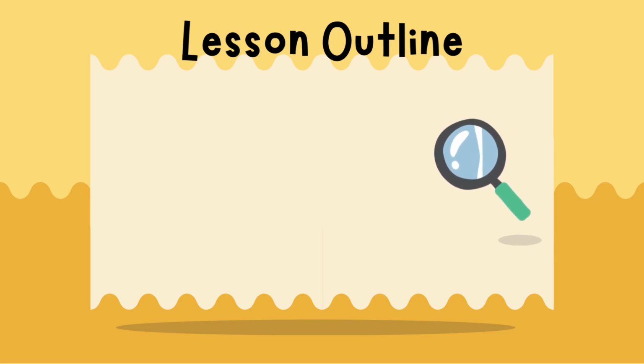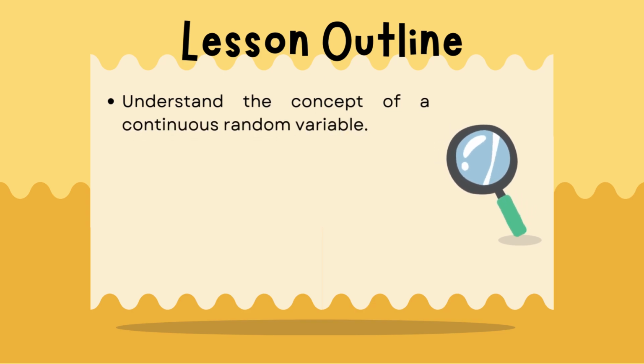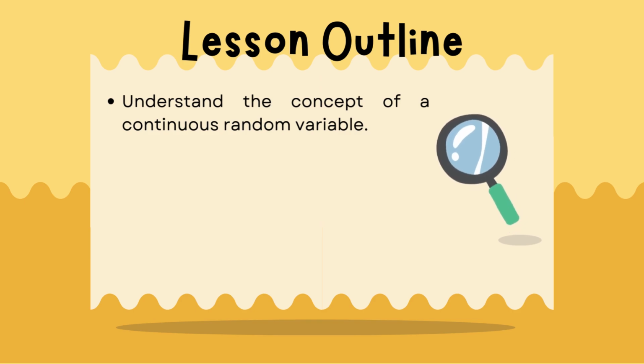Let's take a quick look at today's lesson outline. This will guide us through the key concepts we'll cover step by step. First, we'll start by understanding the concept of a continuous random variable. This is the foundation of everything we'll discuss today.